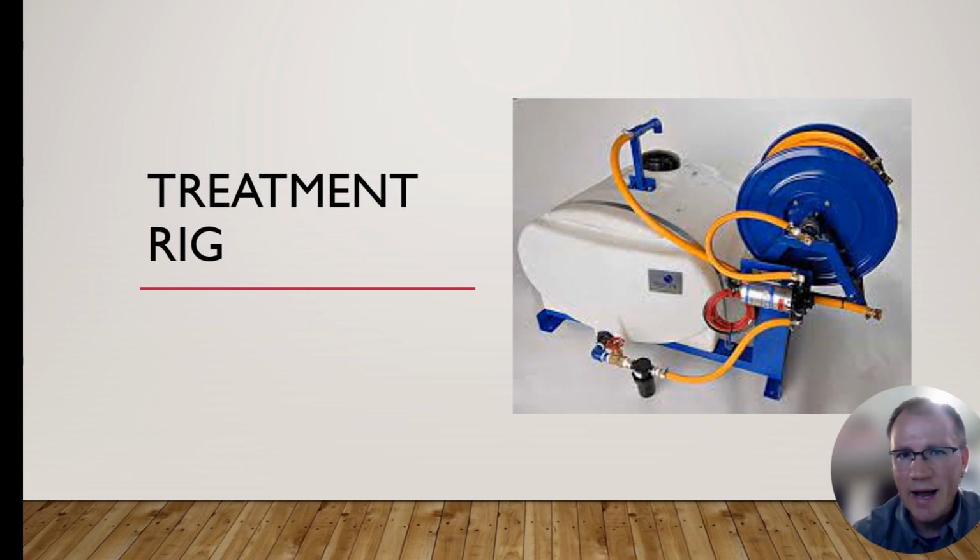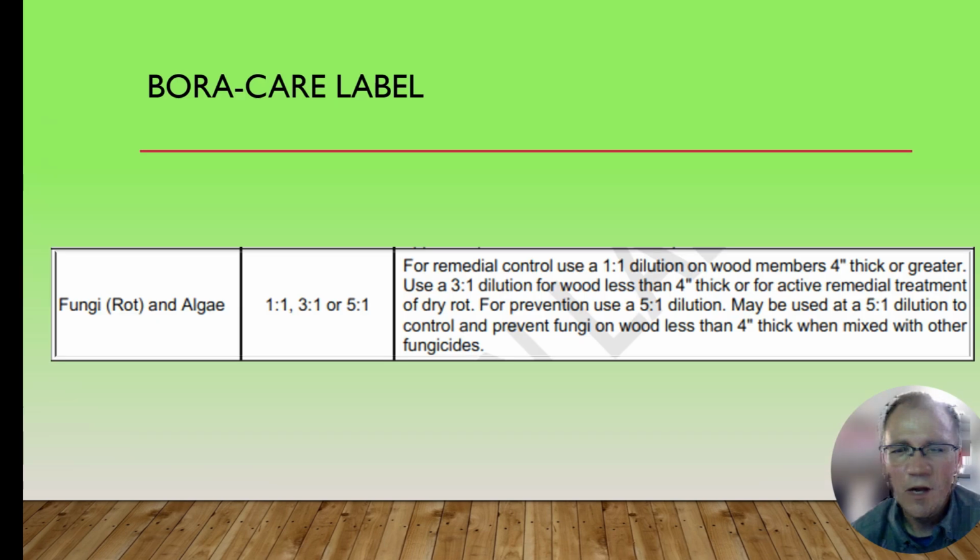Now, keeping in mind that Boracare does have that gelatin substance in it, so it's sticky. So the good thing is, no matter what you're using, you can definitely get it to stick to the wood, but lower pressure is always going to be better in a Boracare treatment. I want to talk to you about something on the label, which is going to be fungi, rot and algae. So Boracare is going to be mixed in 3 different ways, and it really depends on what type of activity you have currently or what you're trying to prevent. So you're going to see ratios on the Boracare label like a 1-to-1, 3-to-1, or 5-to-1.